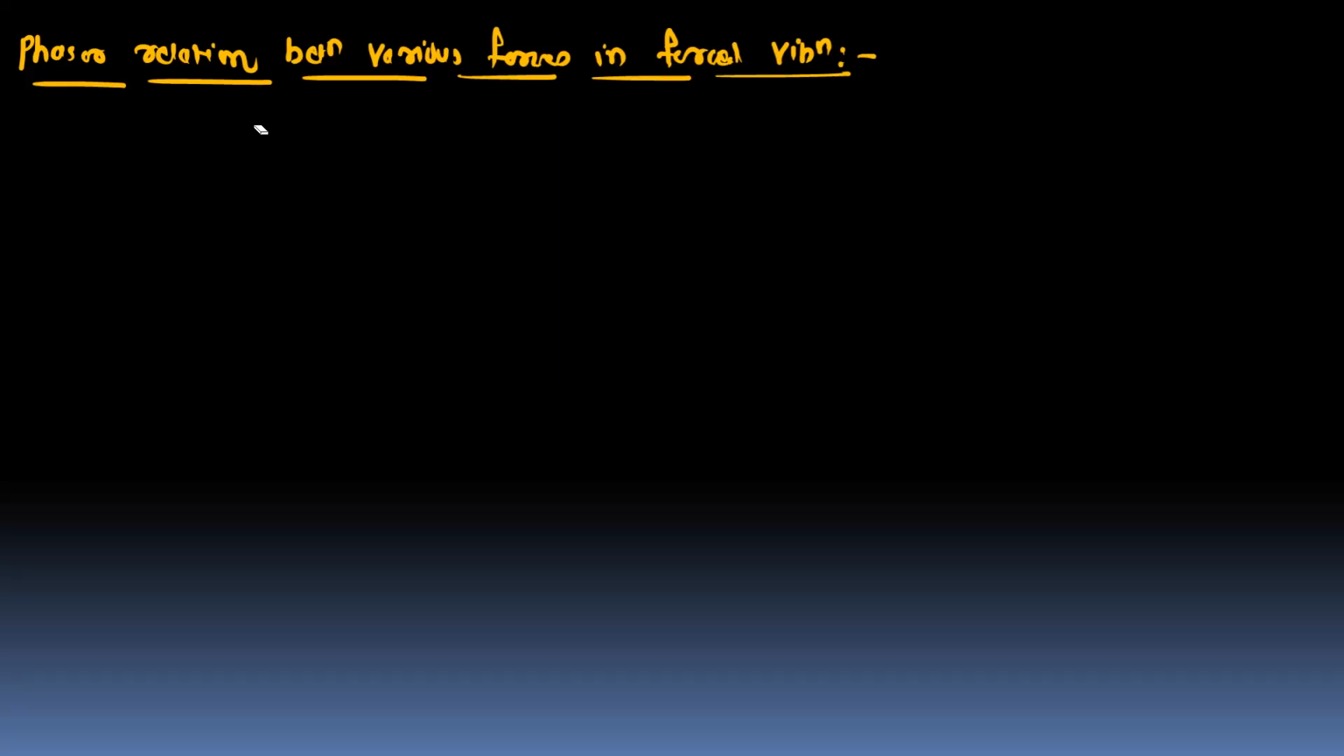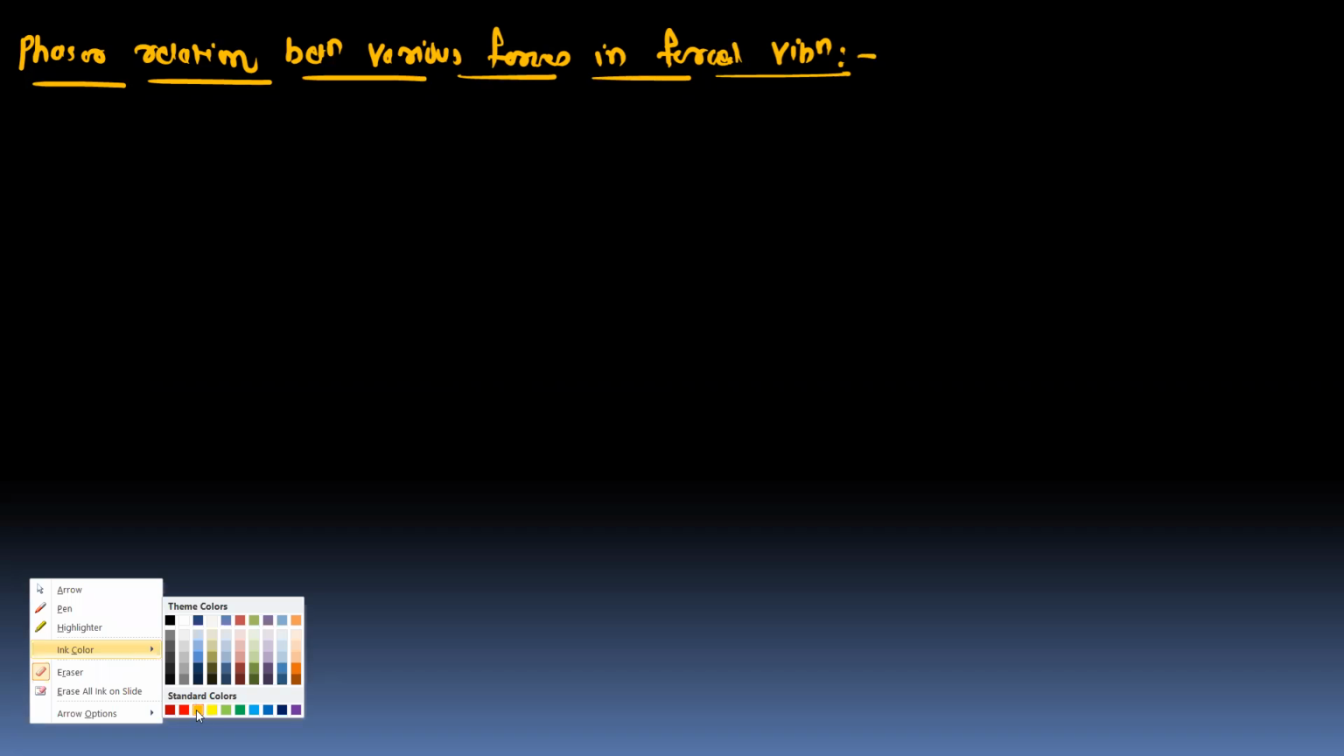So now we will see the relation between various forces in the forced vibration. So this is the phasor relation. So we will try to plot the phase diagram. In order to plot the phase diagram, we have the equation of motion for a simple forced vibration.